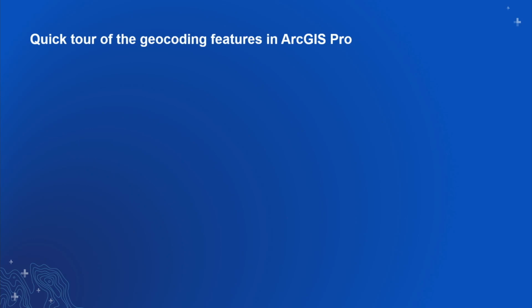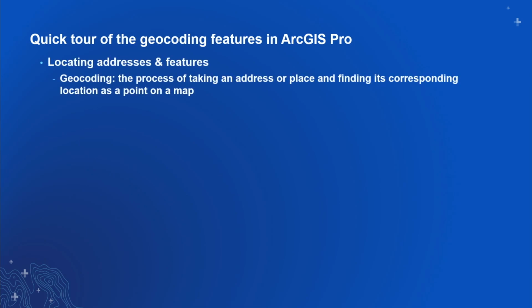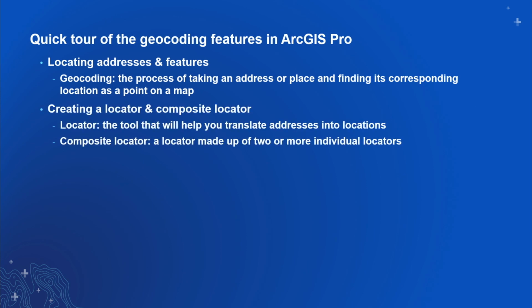So a quick tour of the geocoding features in Pro. So first, you can locate addresses and features. So geocoding is the process of taking an address or place and finding its corresponding location on the map. Next, we have creating a locator and a composite locator. So a locator is a tool that helps you translate addresses into points on the map. And a composite locator is a locator made up of two or more individual locators.